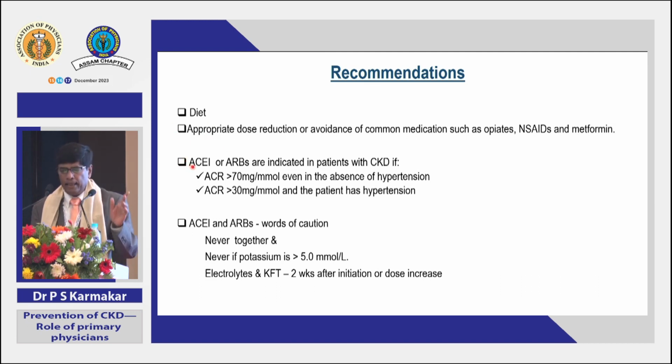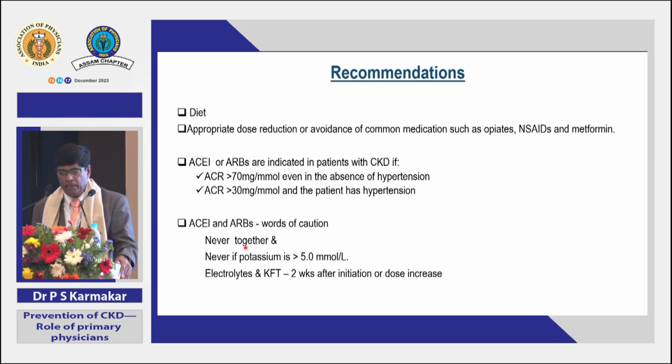Then ACEI. To reduce the albuminuria, we have to use ACEI or ARB. But remember one thing, ACEI and ARB are very good antihypertensives for protection of the heart as well as protection of the kidney. If the albumin creatinine ratio is more than 70 milligram per millimole, even in the absence of hypertension, you have to use ACEI or ARB, angiotensin receptor blocker, to reduce albuminuria, thereby reducing both MACE as well as chronic kidney disease. But if there is hypertension, you start putting patients on ACEI or ARB from an ACR above 30 milligram per millimole.